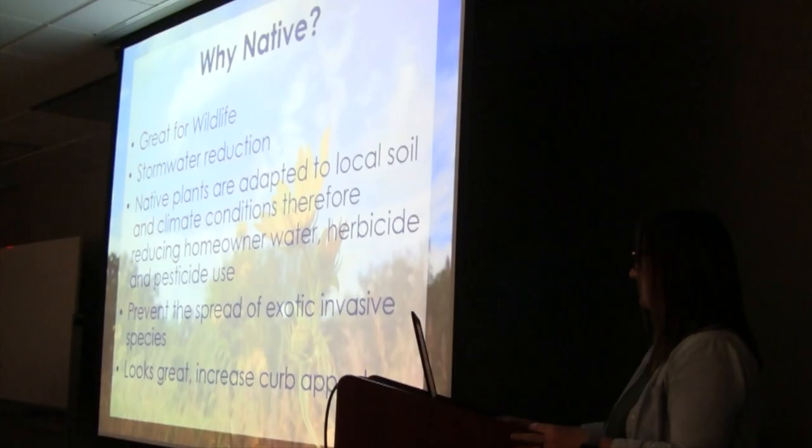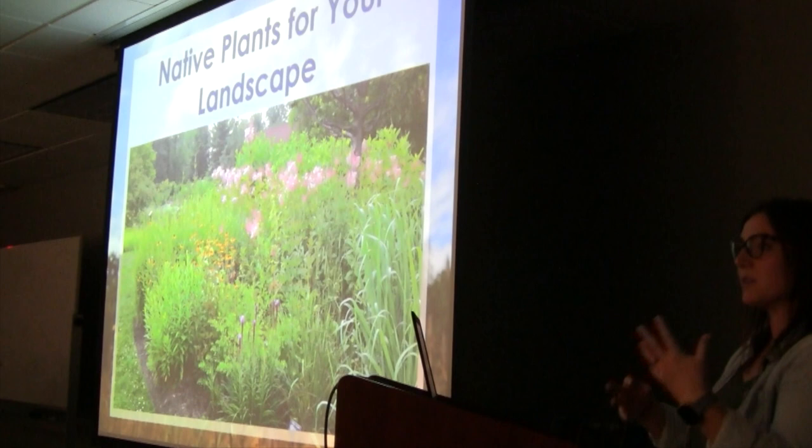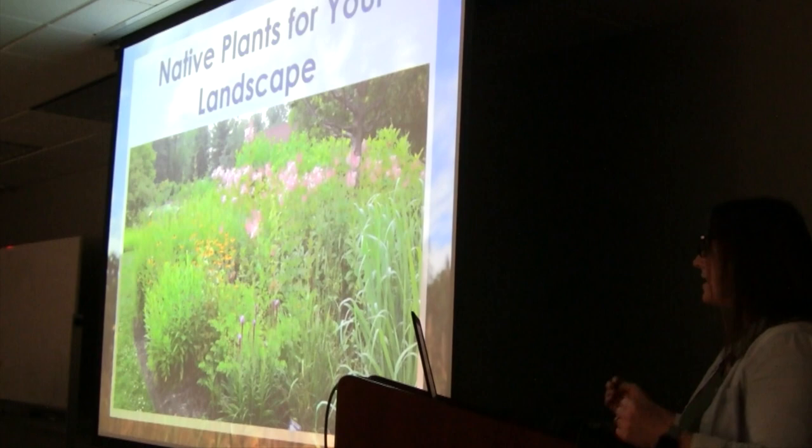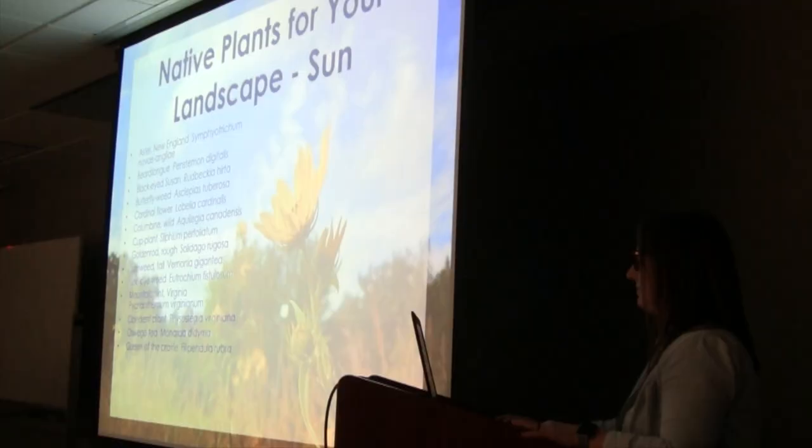So now we're just going to talk about some native plants for your landscape. Some of these categories are based upon type of plant, like tree or shrub. Some of them are based more upon do you have shade, do you have sun? So we're going to go through some of those. First we're going to start with native plants for your landscape that like sun. This is probably the easiest category. A lot of these plants we might be familiar with. So we have New England asters.